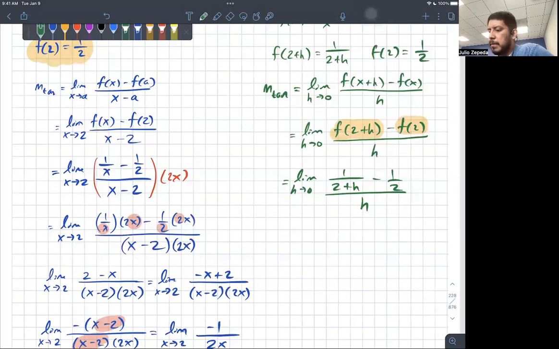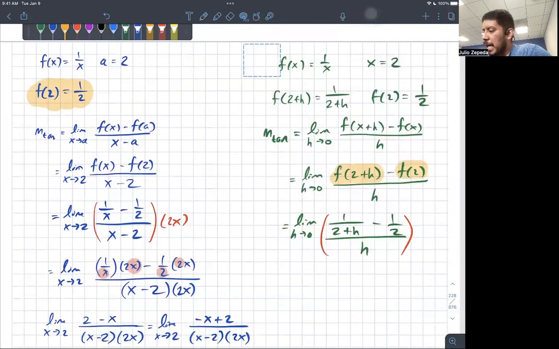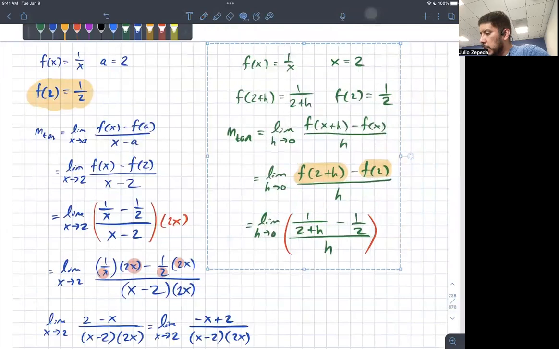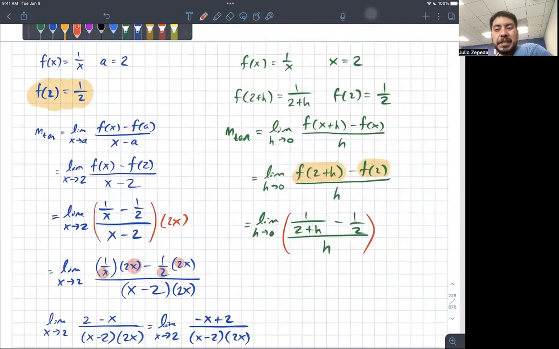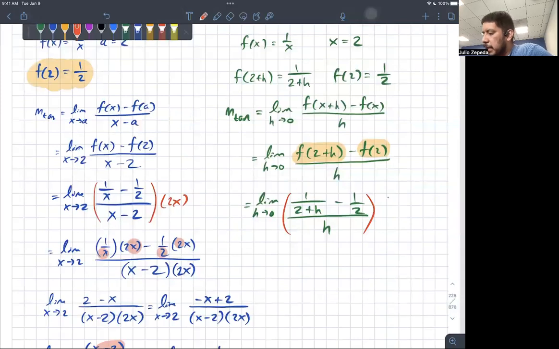It's a complex fraction. So we'll multiply. This is how I prefer to do it. I think this is how the book does it as well. We'll multiply by the least common denominator on both the top and the bottom. And if you're experienced with these complex fractions, you might see that this is going to be more complicated than the previous method. So we're going to multiply the least common denominator, which is 2 times 2 plus h.